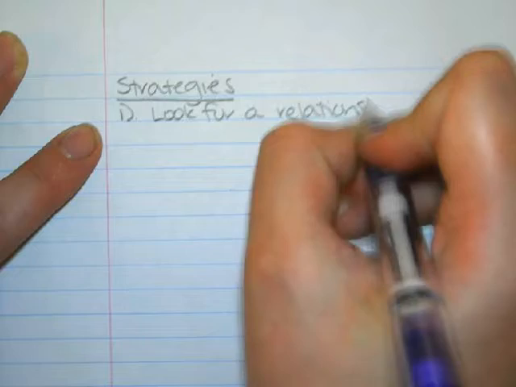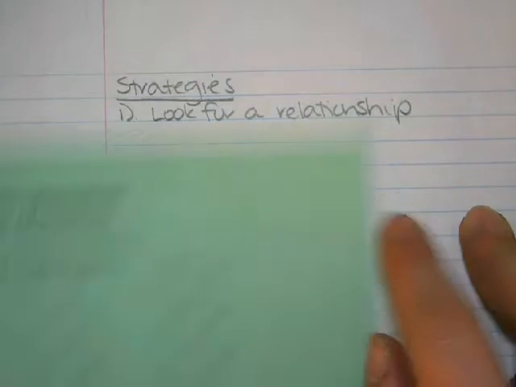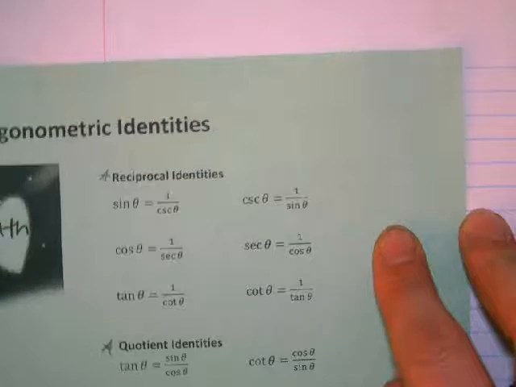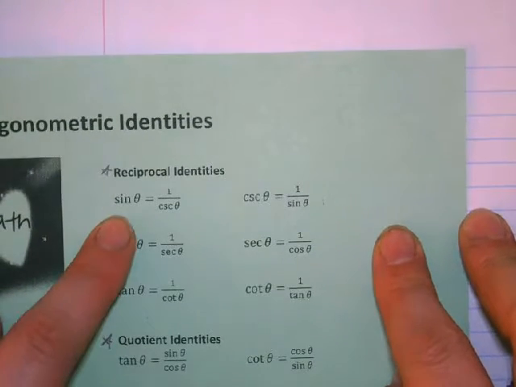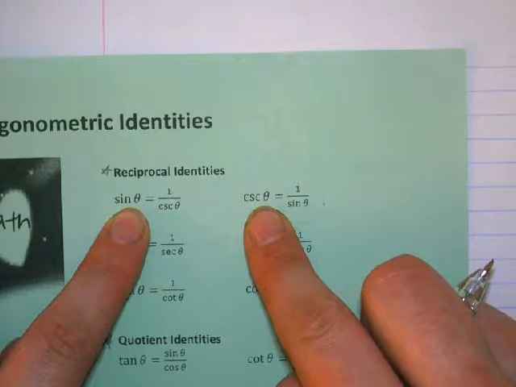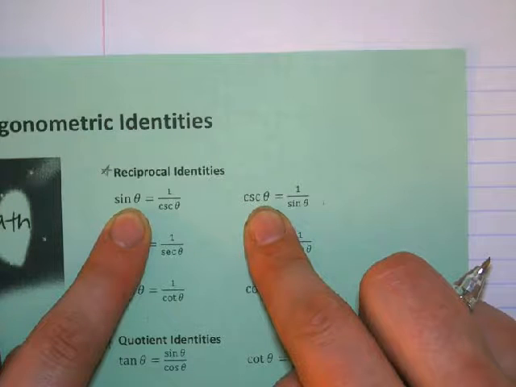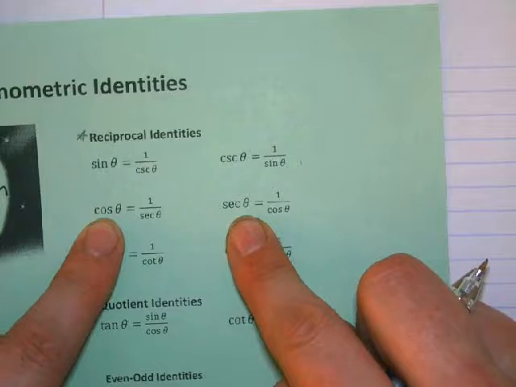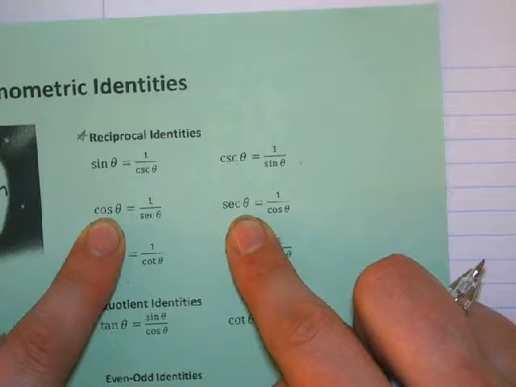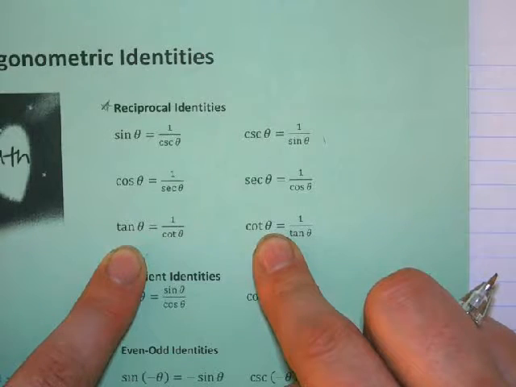And what I mean by that is that sine and cosecant have a direct relationship. You can switch them from one to the other. Does that make sense? Yes. Cosecant and secant have a direct relationship. You can trade them one to the other. Tan and cotangent, they have a direct relationship. You can trade it from one to the other.